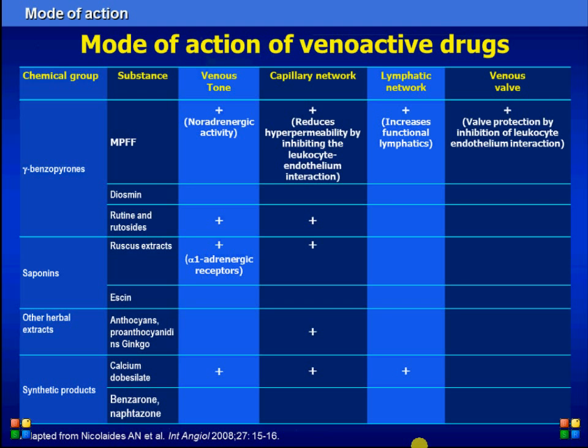Well, so what is the mode of action of venoactive drugs? They act in 4 compartments. First, the venous tone, that is the 3rd column. It works on the capillary network by reducing hyperpermeability by inhibiting the leukocyte endothelium interaction. It works on the lymphatic network by increasing functional lymphatics. And the last one is on the venous valve, valve protection by inhibition of leukocyte endothelium interaction. So 4 in total.